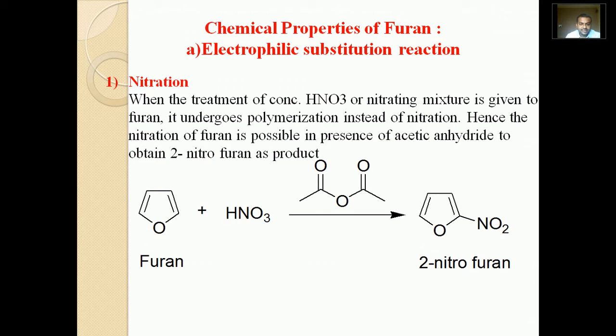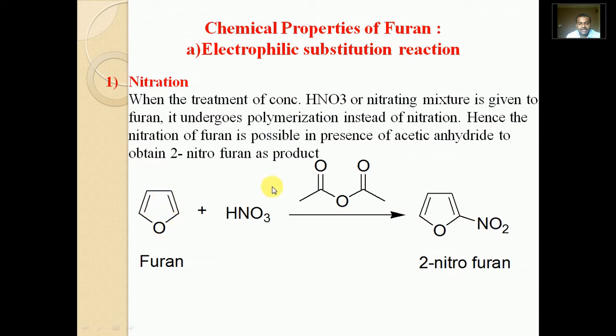As we know, for nitration, concentrated HNO3 or a nitrating mixture of H2SO4 and HNO3 is used. But in the case of furan, if we use such a nitrating mixture, the furan undergoes polymerization instead of nitration. That's why the nitration of furan takes place in the presence of acetic anhydride and HNO3. It will give 2-nitrofuran.